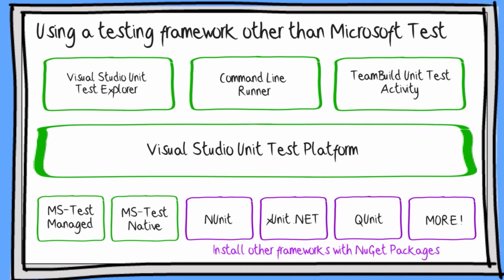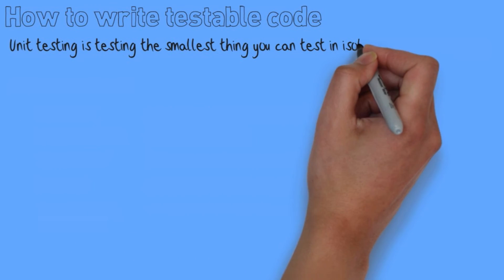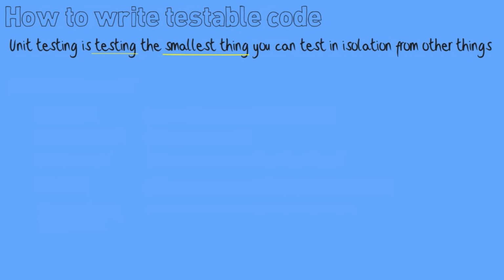How to write testable code. Unit testing is testing the smallest thing you can test in isolation from other things. Depending on your code, that might not be that small. Good design makes it easier to unit test the application.